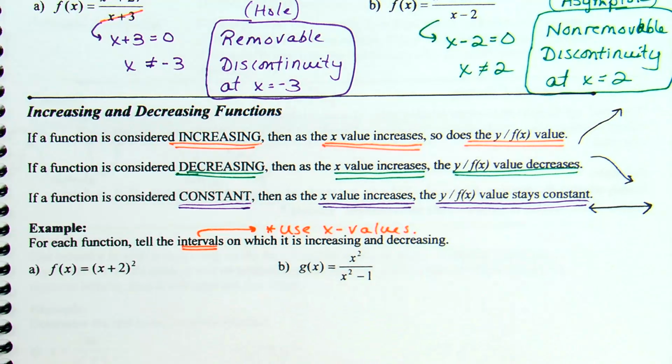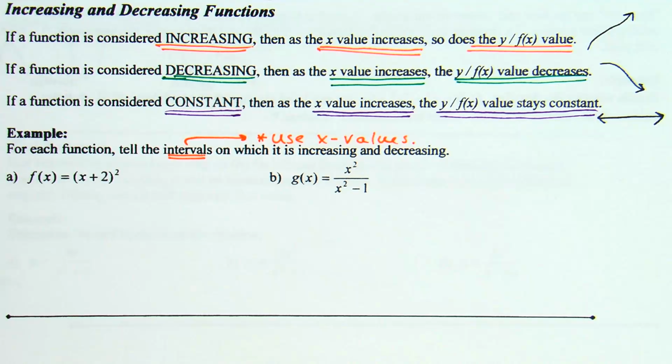So what do you think we need to do on example A here? Yeah, if we want to know where it's increasing or decreasing, we're going to have to start with a graph. You can't do this problem without knowing what the graph looks like. Well, I shouldn't say can't, but we're not going to.